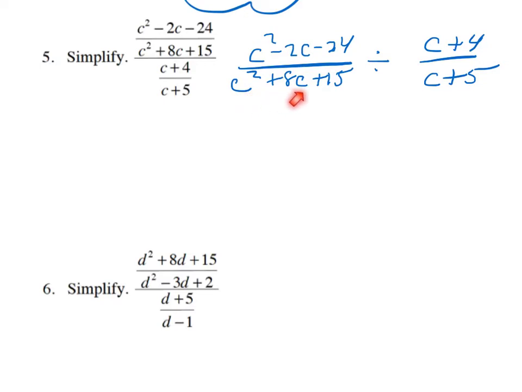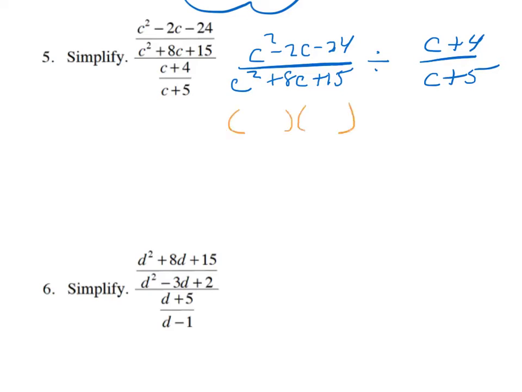C to the second, it's a trinomial. Nothing is common. I can tree that out. So I have to think, what are factors of negative 24 that can give me a negative 2? Let's see. What would that be? Could that possibly be negative 6 and 4? Yes, that will work. What about 15? Factors of 15, they'll add up to 8. Well, how about 3 and 5? Okay, so let's copy those down.